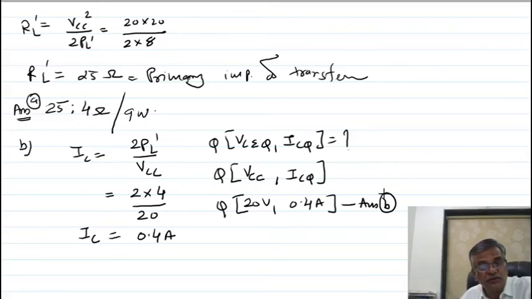They are asking you to find the operating point. So I have to find VCQ, ICQ. VCQ is nothing but VCC, and already we have found the ICQ.